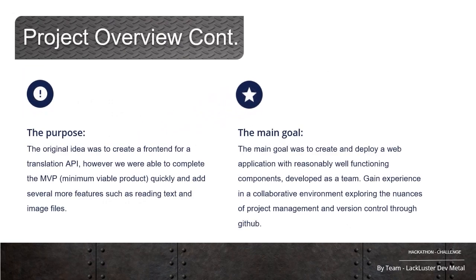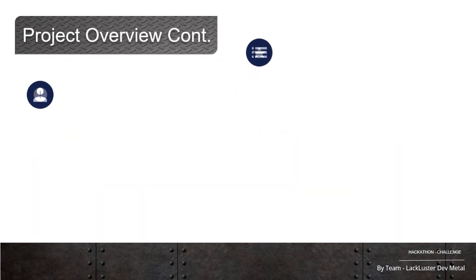The purpose. The original idea was to create a front end for a translation API. However, we were able to complete the MVP quickly and add several more features such as reading text and image files. The main goal was to create and deploy a web application with reasonably well-functioning components and to develop them as a team. In doing so, to gain experience in a collaborative environment, exploring the nuances of project management and version control throughout GitHub.